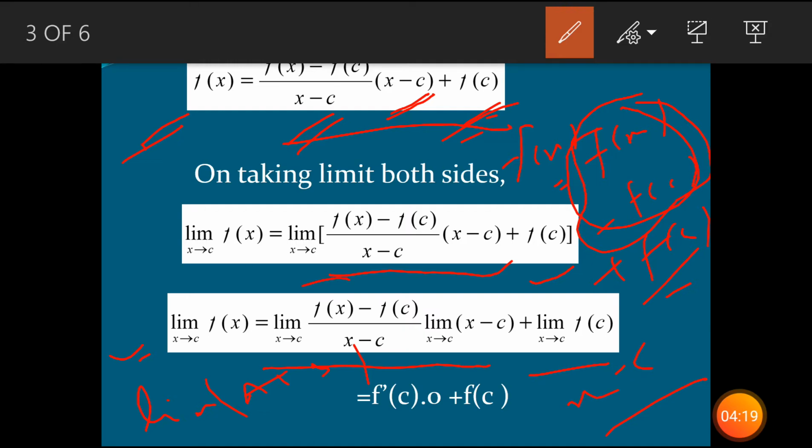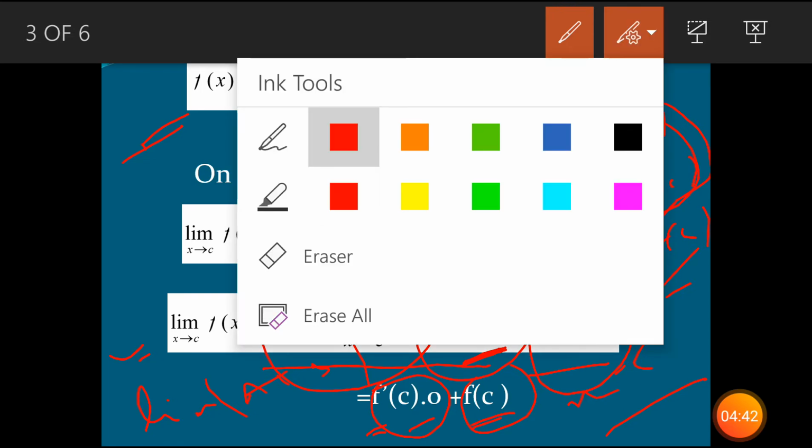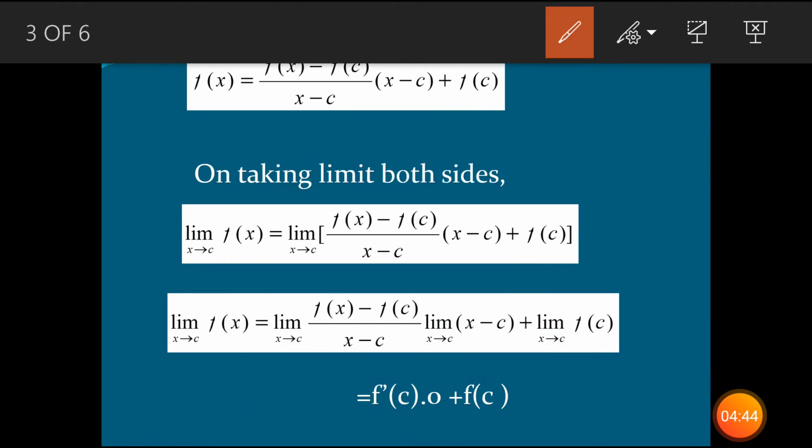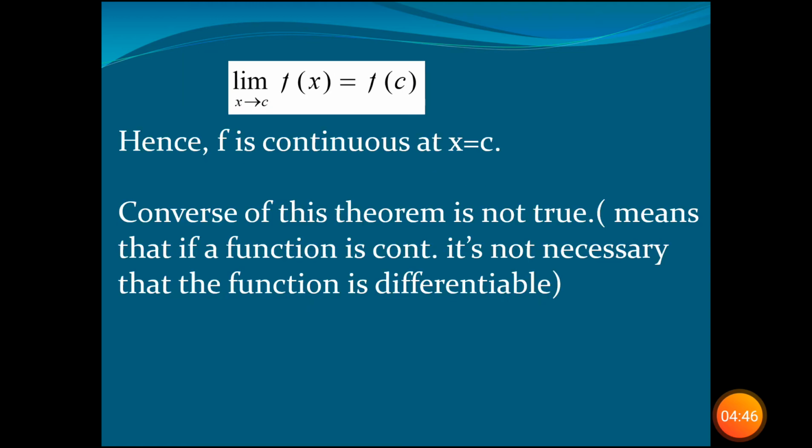So this is nothing but, from the given statement, we have concluded this is nothing but f dash c. And if we apply limit x tends to c in this quantity, if you replace x with c, then what will happen? This becomes 0. And limit x tends to c of f(c) is nothing but f(c). So this whole is 0 and this is f(c). So what is the conclusion? The conclusion is limit x tends to c of f(x) equals f(c).